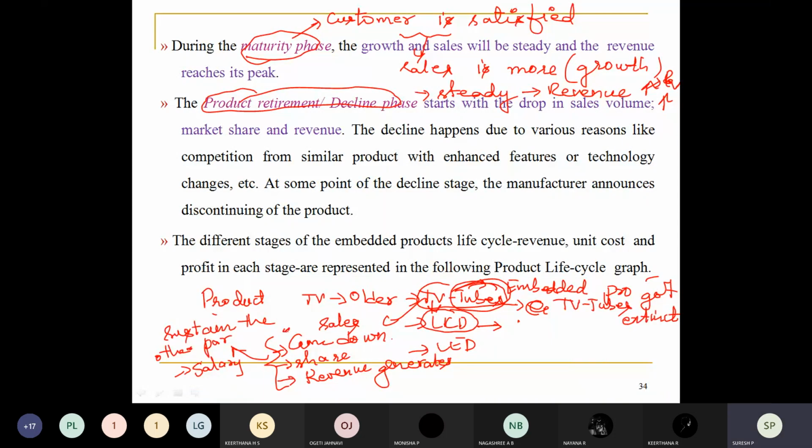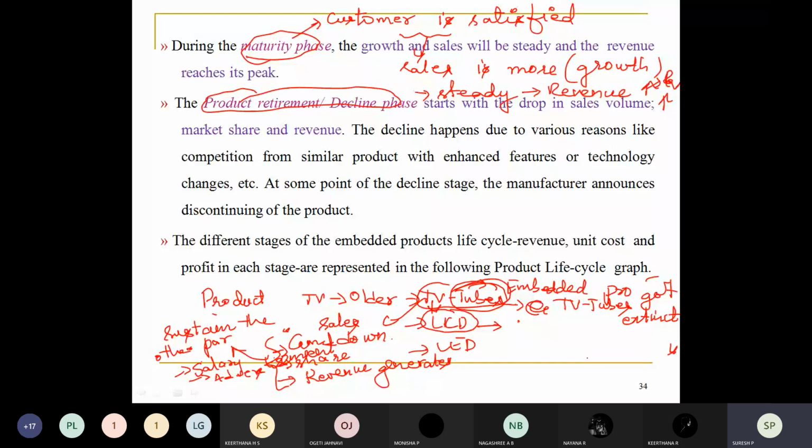I cannot pay for my advertisement. You may be investing in so many things when you are advertising your product, right? So these things I cannot afford. So for these reasons, what will happen? That particular product's sales will be declining, and it will go to the product retirement stage.